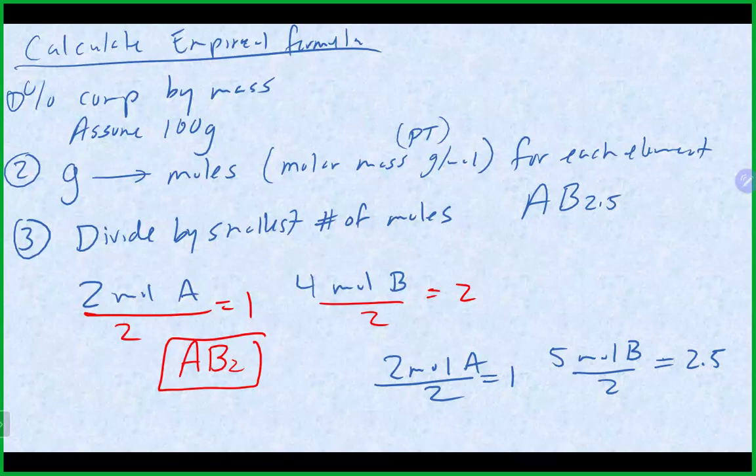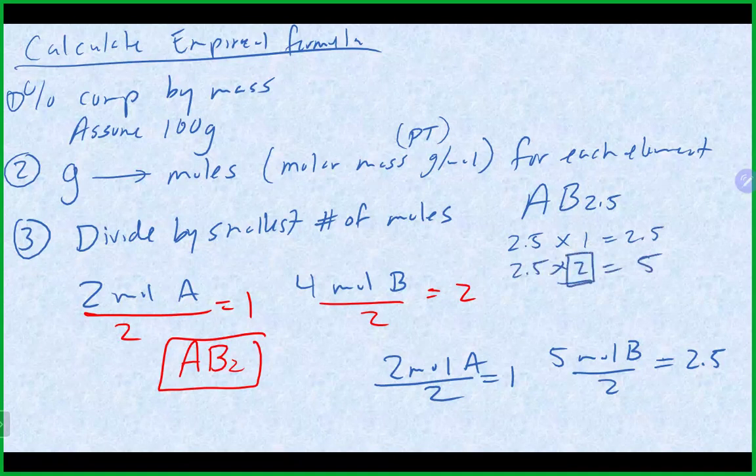So if you find yourself dividing and you do not get whole numbers, you then need to figure out a number to multiply this by to get to a whole number. You could just do basic trial and error. 2.5 times 1 is 2.5. 2.5 times 2 is 5. The factor by which I will multiply everybody is the 2, not the 5. So you want to multiply everybody here by 2. So we would take this empirical formula, multiply it by 2, and that will give me A2B5 as my proper empirical formula.